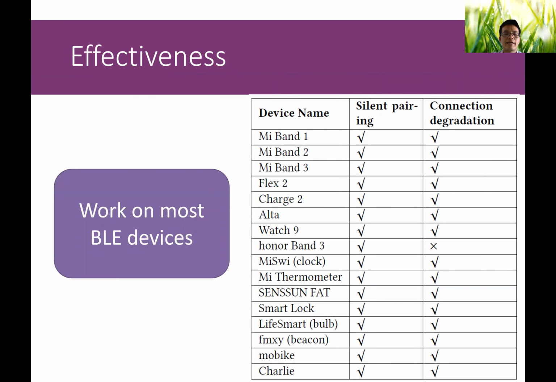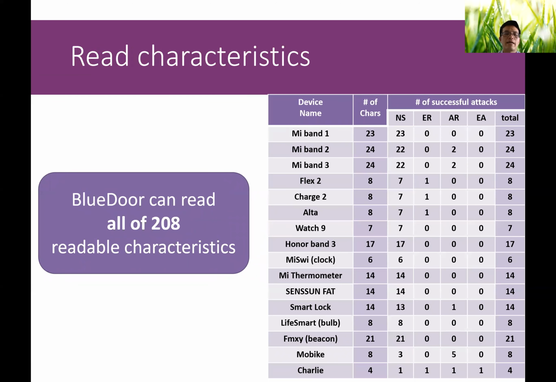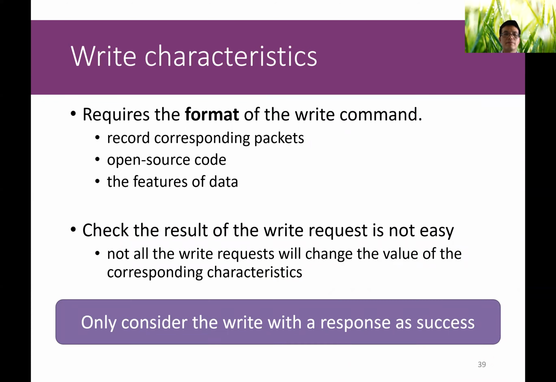We also conduct a detailed evaluation of BlueDoor. We show that BlueDoor can work on most BLE devices for silent pairing and connection degradation, except for one band, in which we cannot get any response for connection degradation. So we cannot judge whether the connection degradation is successful or not. We show that BlueDoor can read all the readable characteristics in all these devices.